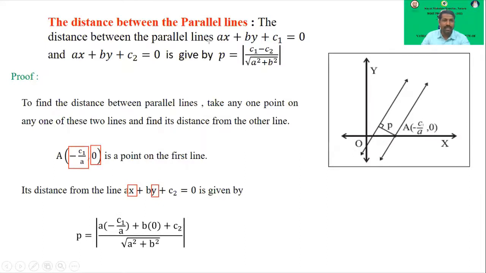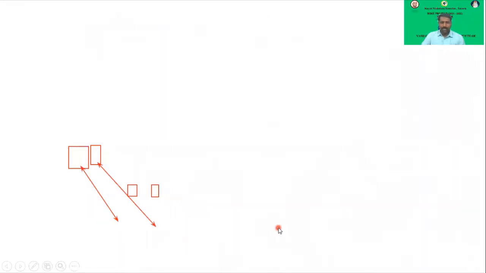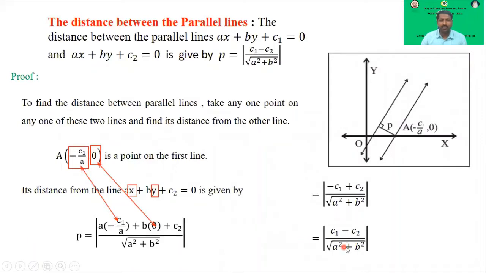So x is replaced by x1, y is replaced by y1, divided by root a square plus b square. So a gets cancelled, minus c1, b into 0, 0. So c2 minus c1, that is minus c1 plus c2, divided by root a square plus b square. This can be written as c1 minus c2 because the modulus is there. So this is the formula. By using this formula, we can find the distance between two parallel lines.